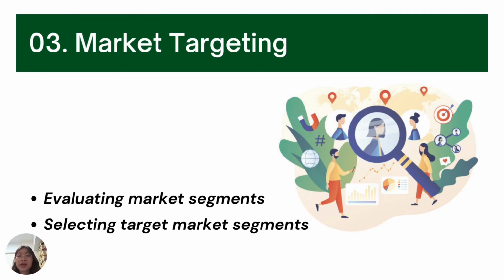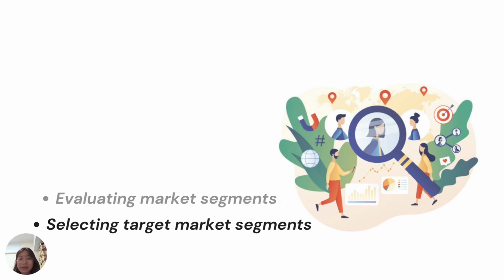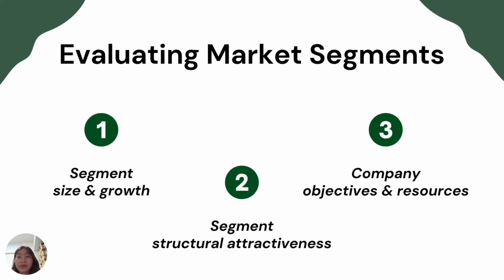After dividing the market into segments, the firm moves on to evaluating them and then selecting the target segments. There are three key factors taken into consideration in the evaluating market segments process. The first one is segment size and growth. The second one is segment structural attractiveness, which is affected by competitors, substitute products, power of buyers, and powerful suppliers. And the third one is the company objectives and resources.